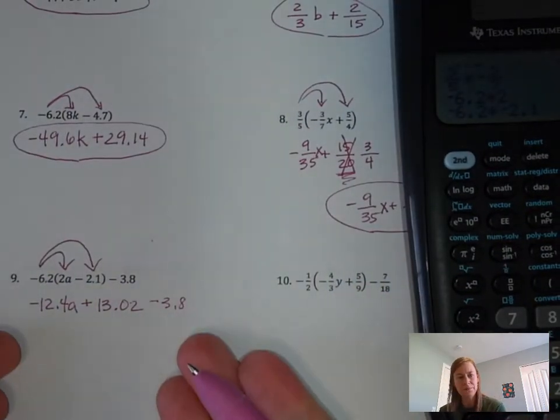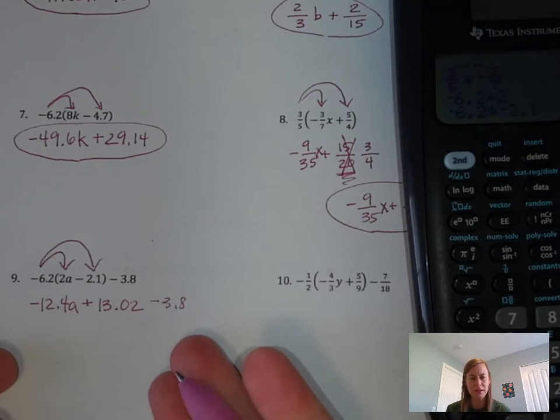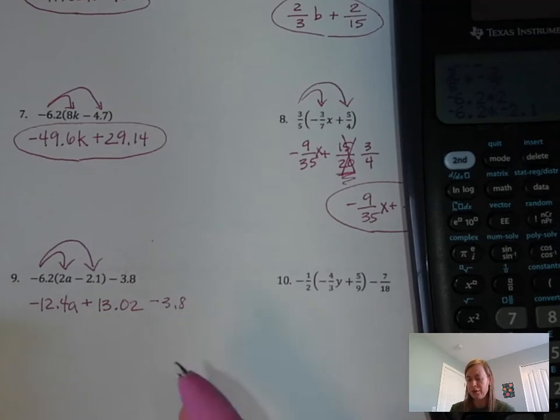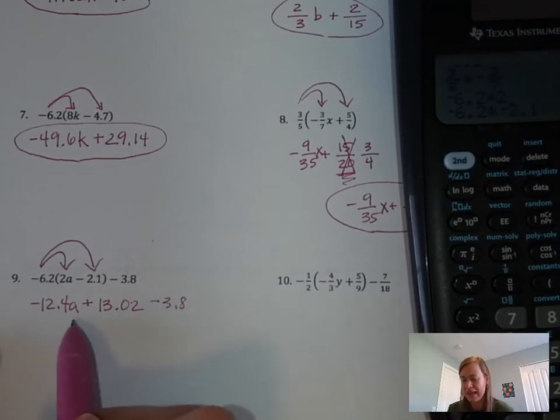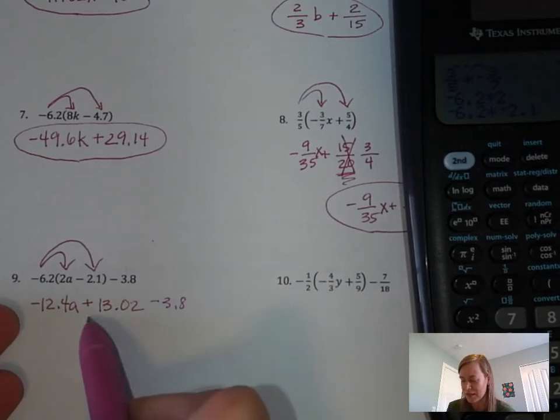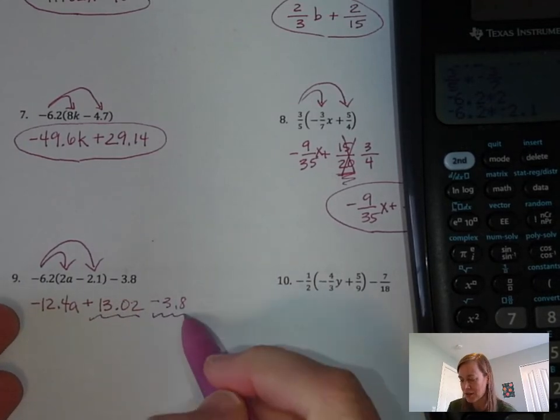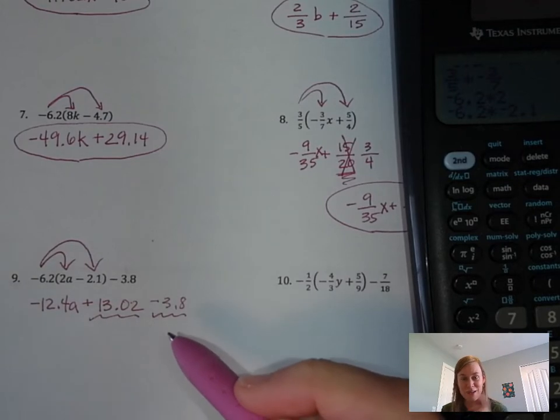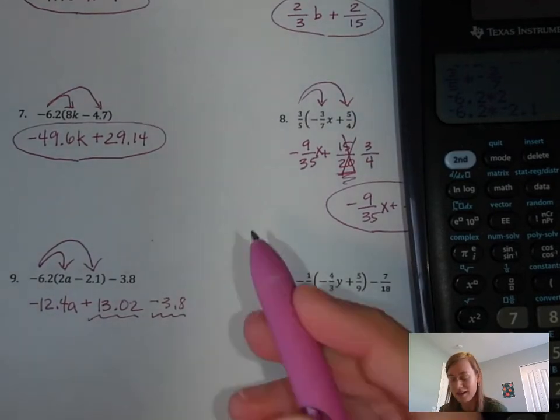So are we done? Or is there something else we can combine or simplify? Well, this is the only term with an a in it, so we really can't combine it with anything else. But this term is a constant, and this term is also a constant, isn't it? So we can combine those two terms and make one, and that would be really nice.